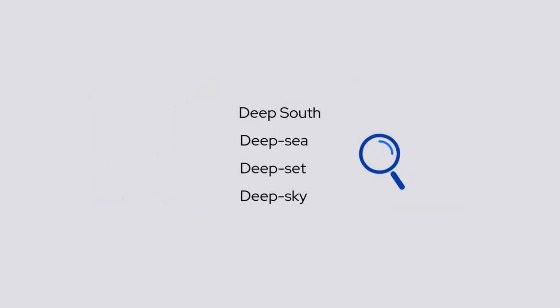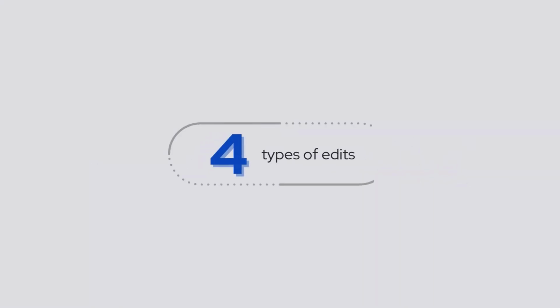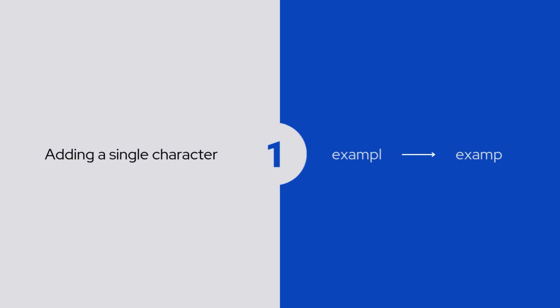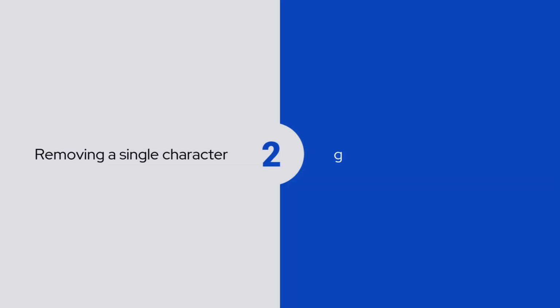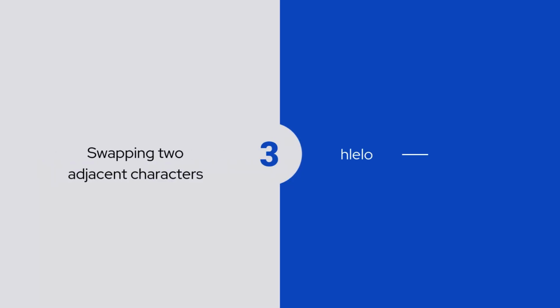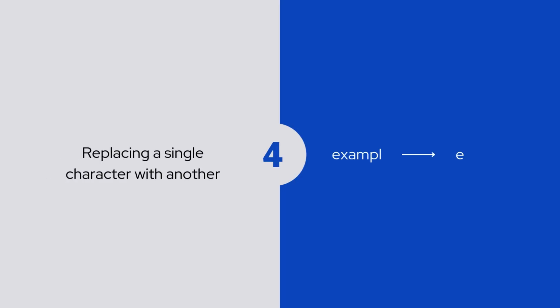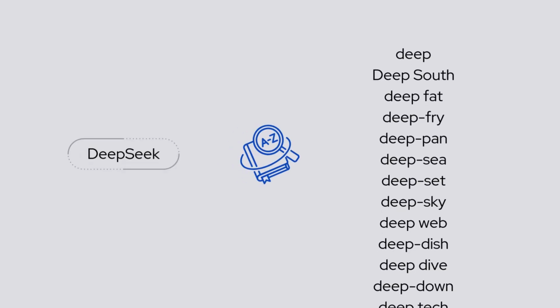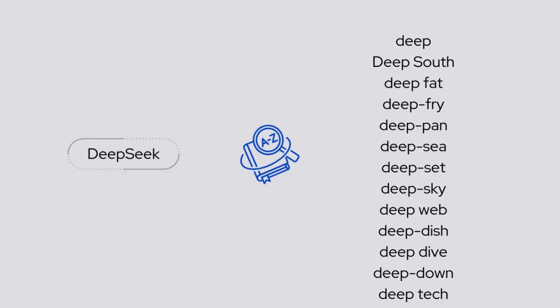Next, the system generates a list of candidate words by considering how many character edits are needed to transform the misspelled word into a valid one. This is done through the following 4 types of edits: adding a single character, removing a single character, swapping 2 adjacent characters, replacing a single character with another. Each edit produces multiple potential candidates, creating a long list of possible corrections.